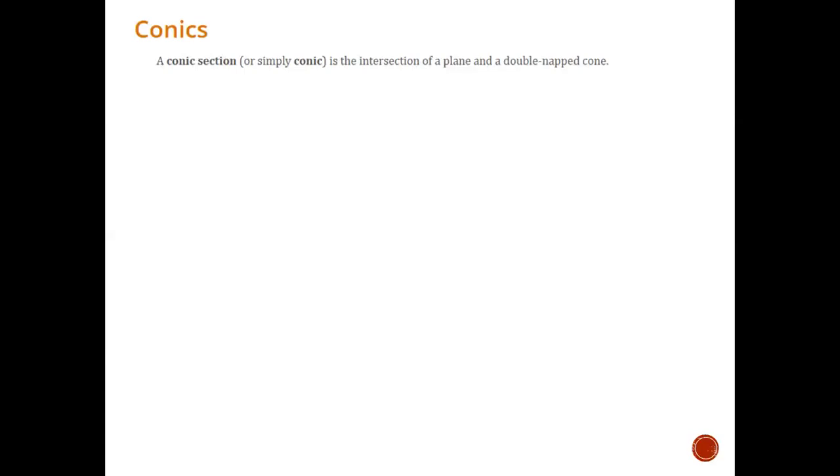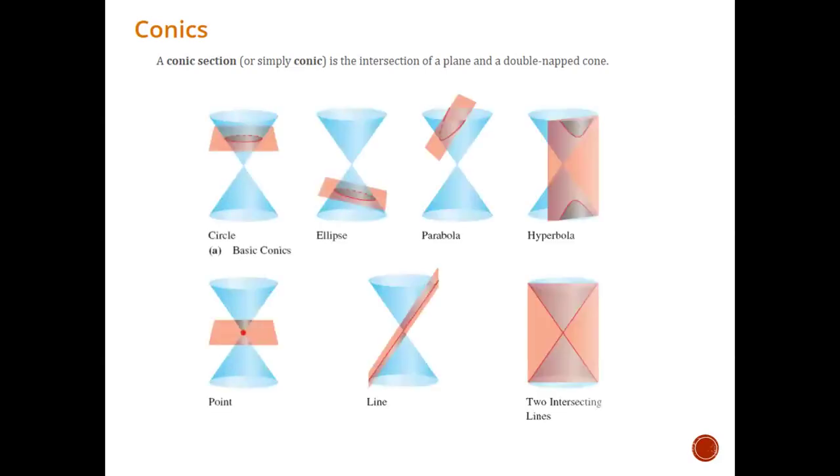So what are conics? A conic section, or just conic, is the intersection of a plane, think of a plane like a sheet of paper, right, and a double-napped cone. So here's the examples. You have two cones touching at the tip. And if we intersect them in different ways, we get our different conics, right?